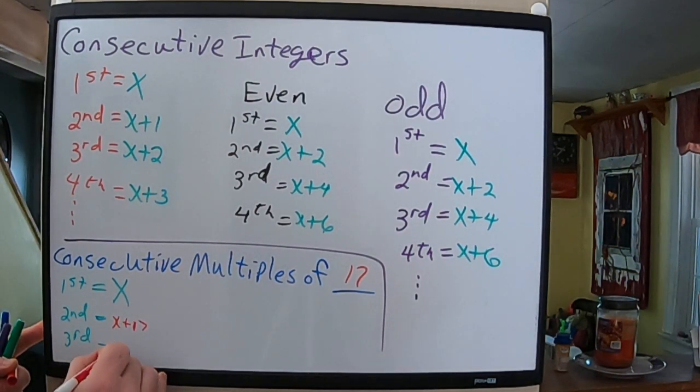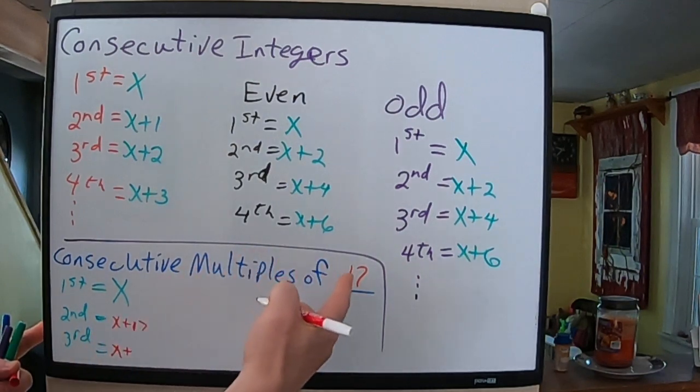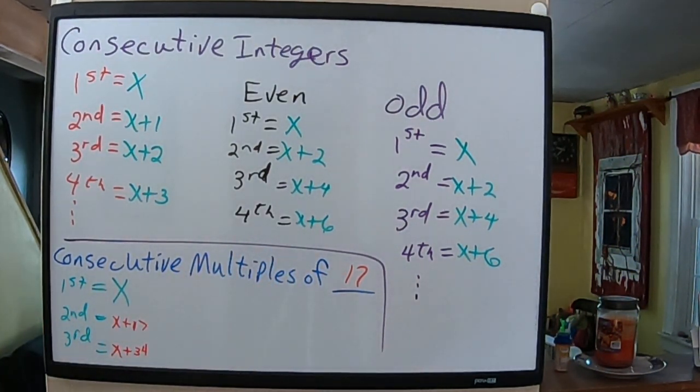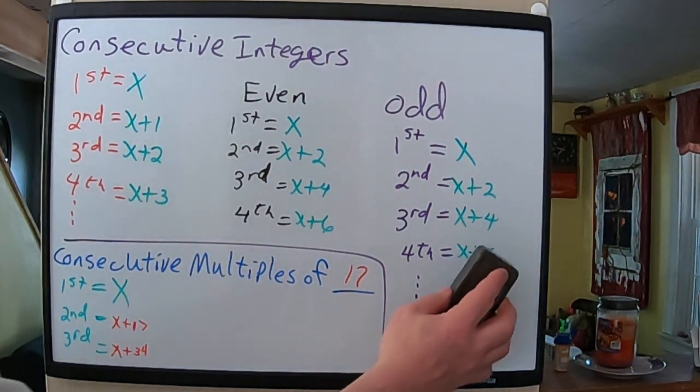And then the next one after that would be x plus 2 17s, 34, etc. If that number was 4, it'd be x plus 4, x plus 8. So hopefully you get the idea of how to do consecutive multiples of a particular number. Now I hope you take all this down, and then I'm going to go on to number 11, and then I'll go back to number 7.